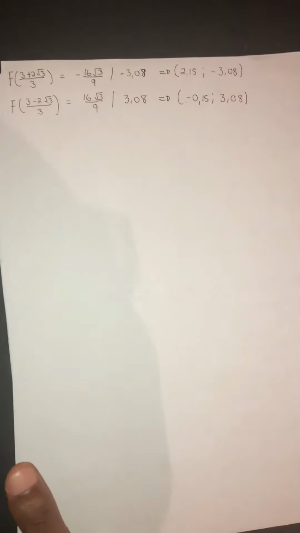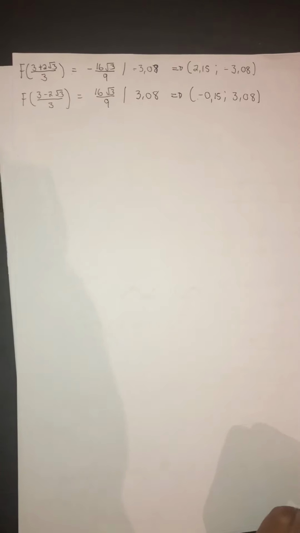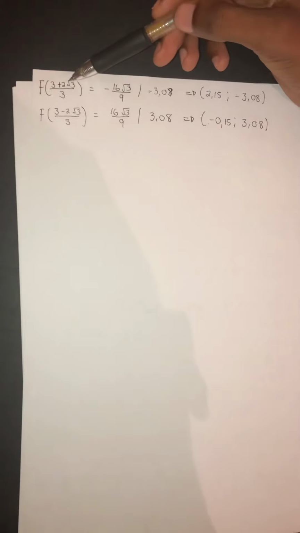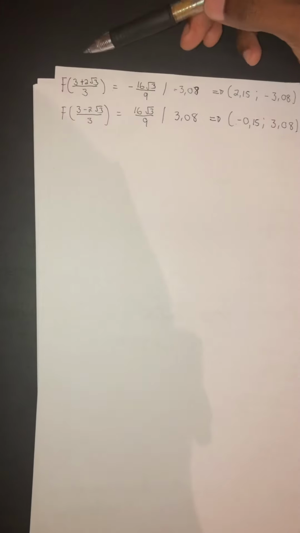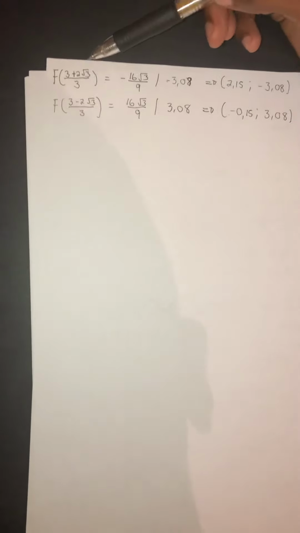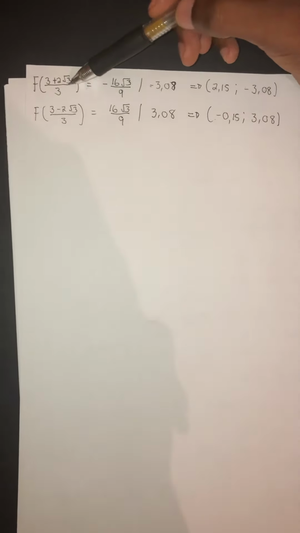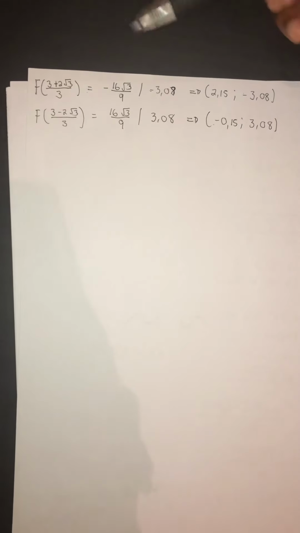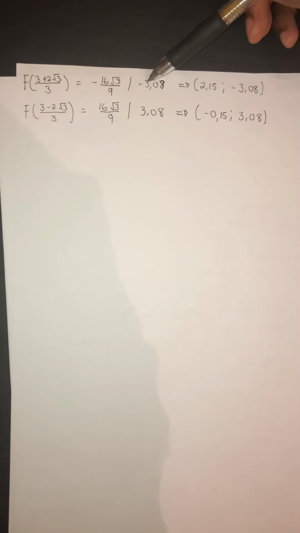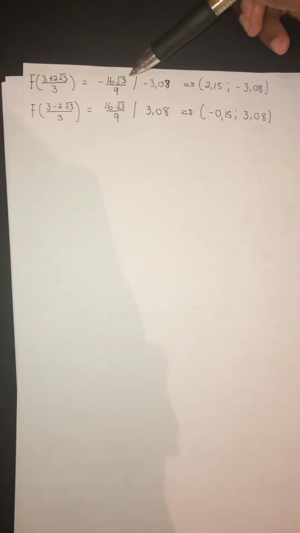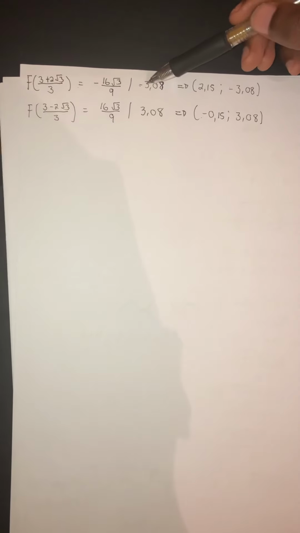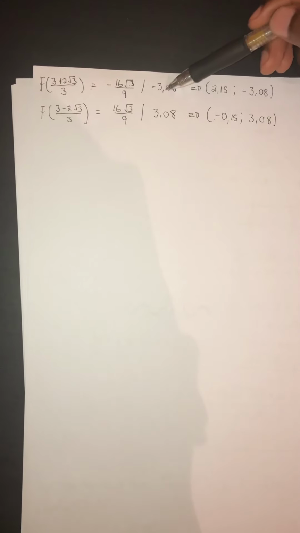Okay, so I'm going to continue from the previous example. Remember, we calculated the two x coordinates of the turning point, which was this and that. Then I said you take this and substitute it into the original equation. Make sure that when you substitute this into the original equation, you get this answer in surd form. This will be the answer, and in decimal this will be negative 3,08.